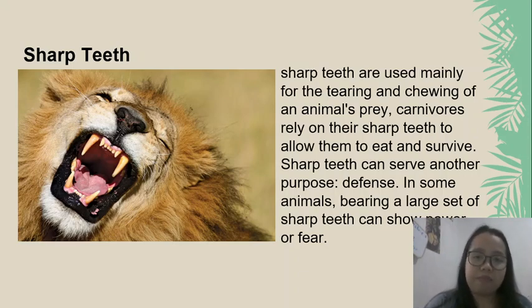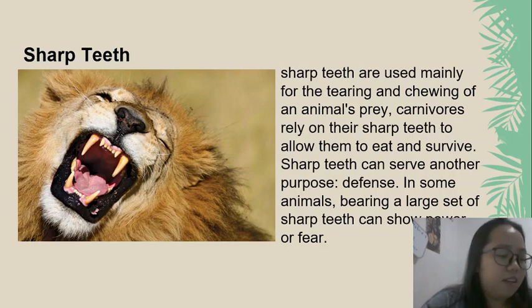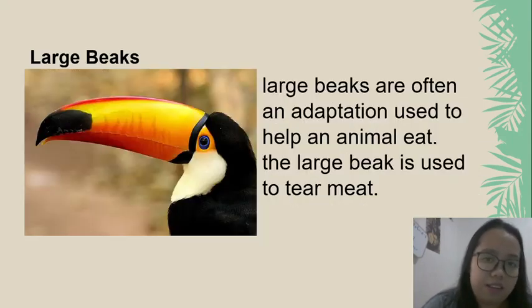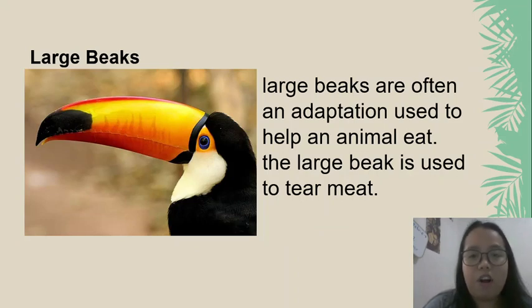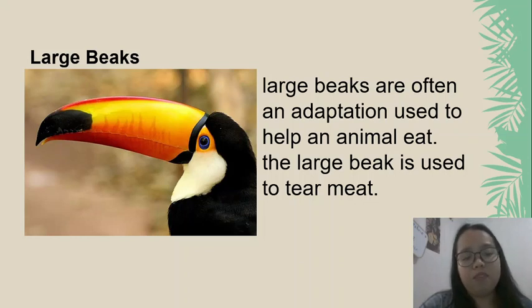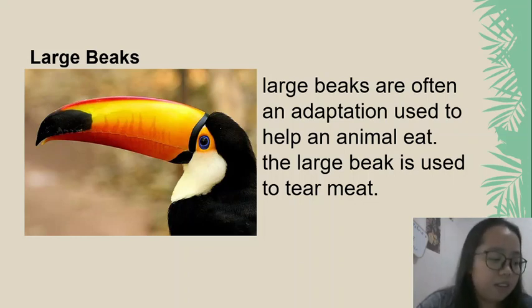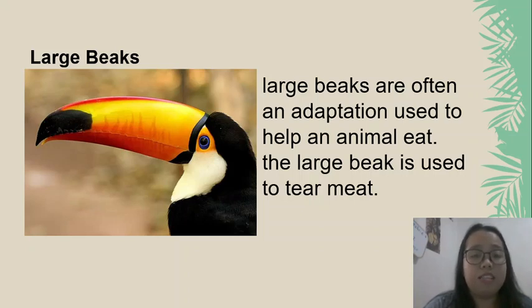And then we have large beaks. So large beaks are often an adaptation used to help an animal to eat. The large beaks are used to tear meat. And also, large beaks, just in the case of sharp teeth, the same lang sila sa sharp teeth.